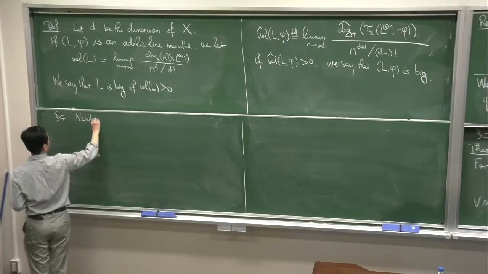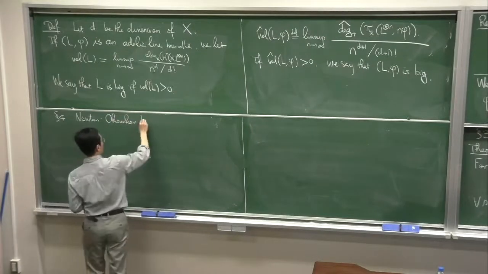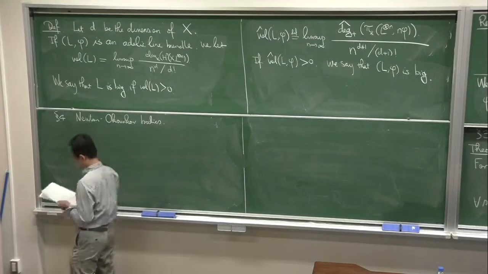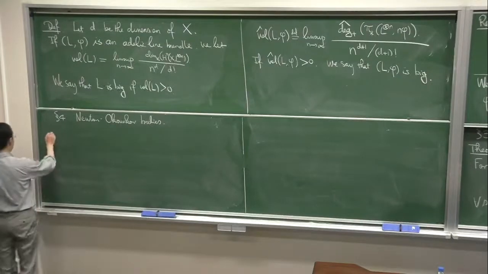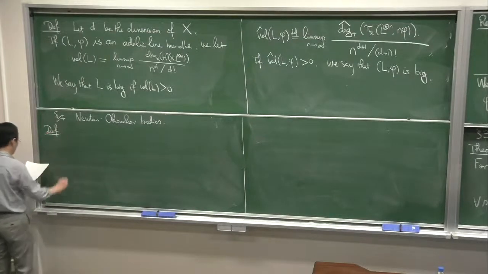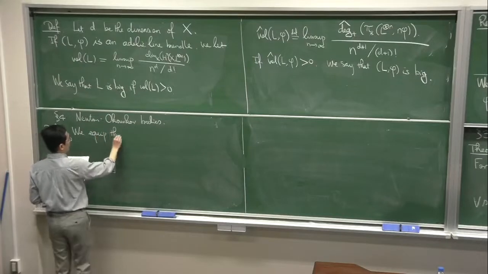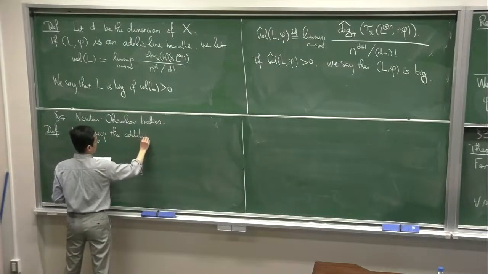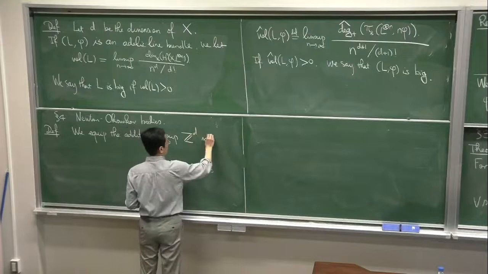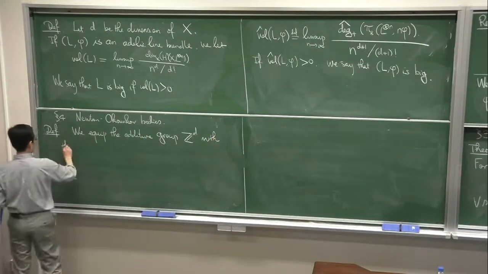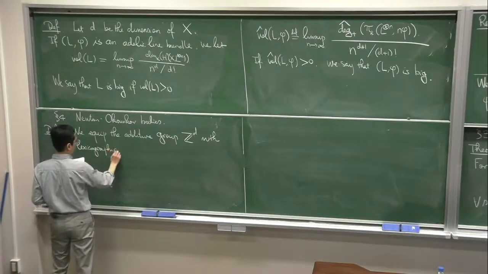So this argument is called the Newton–Okounkov bodies. I will give you firstly the definition. So we equip the additive group Z^d with a lexicographic order.